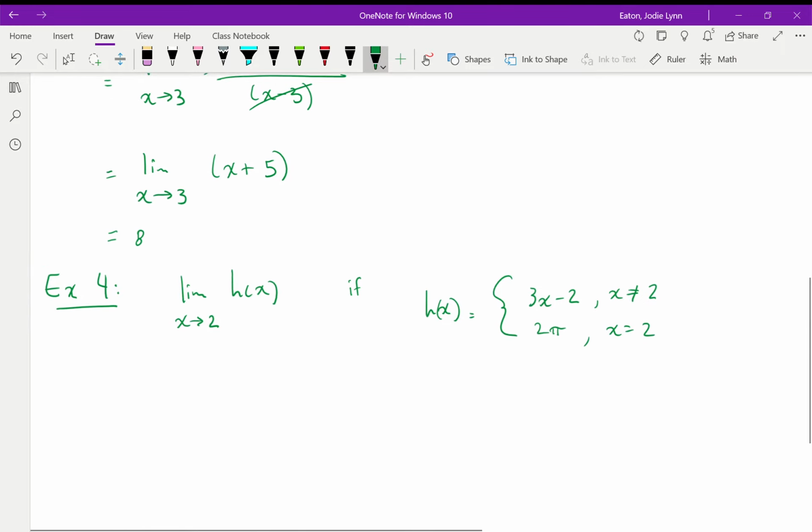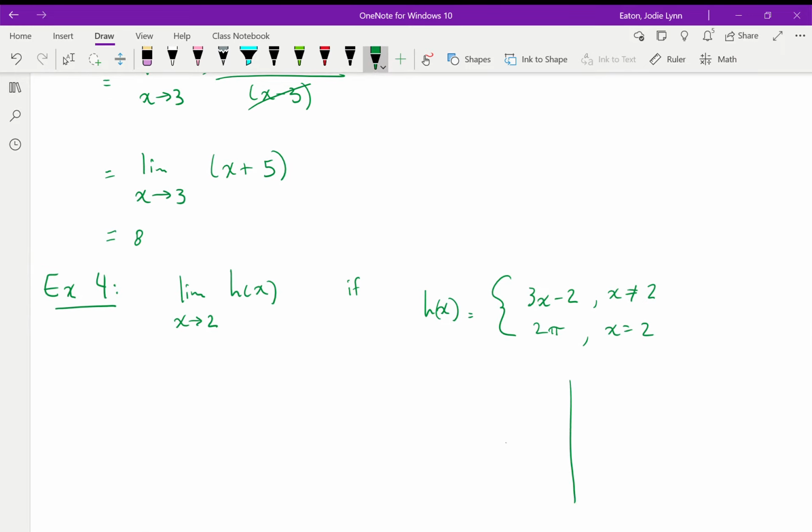So what does this piecewise function look like? Let's sketch a little graph of it. It's 3x minus 2, so we have a slope of 3 and a y-intercept of minus 2. At x equals 2, there's a hole at (2, 4), and other than that, it is just a line. At the point x equals 2, we have a value of 2 pi, which is just over 6. So that point right there is (2, 2 pi).